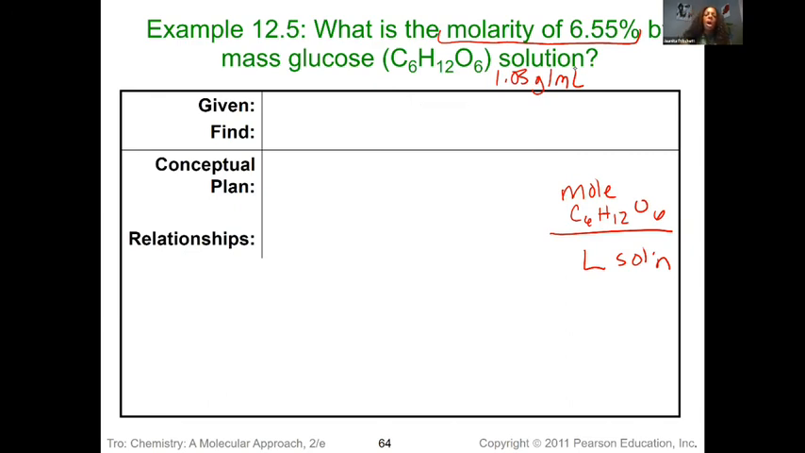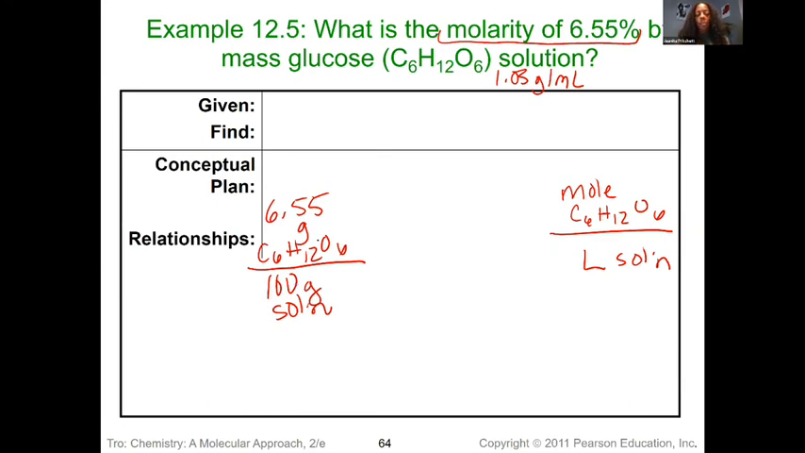Okay. And so our starting point, though, is the 6.55% by mass. And so what that would mean is that we have 6.55 grams of C6H12O6 for every 100 grams of solution. Okay, so we're going from one to the other. What we're stressing for you to do is to focus on the numerator, the top part, first, and then focus on the denominator to try to get those to be equivalent to what you're ultimately solving for.